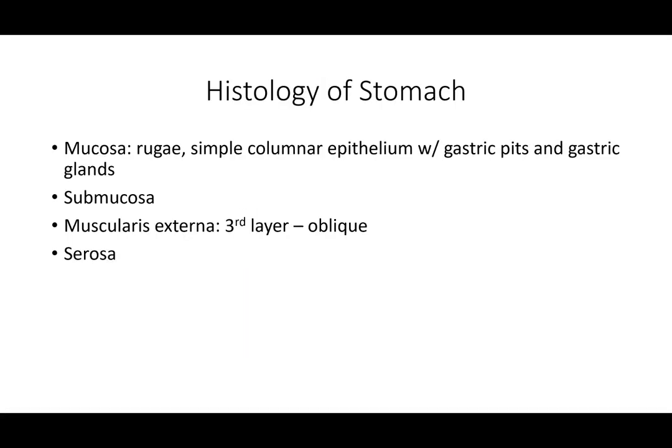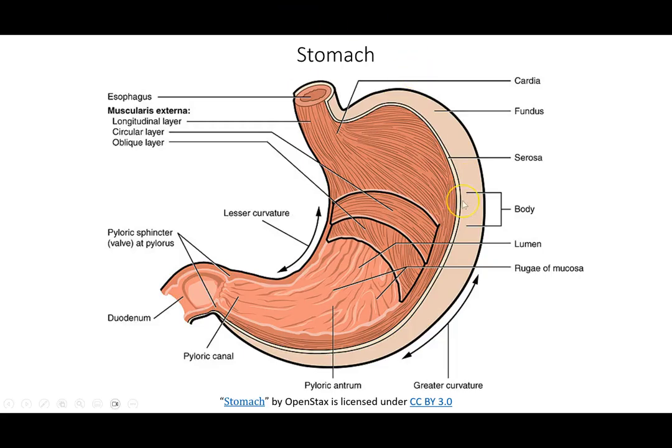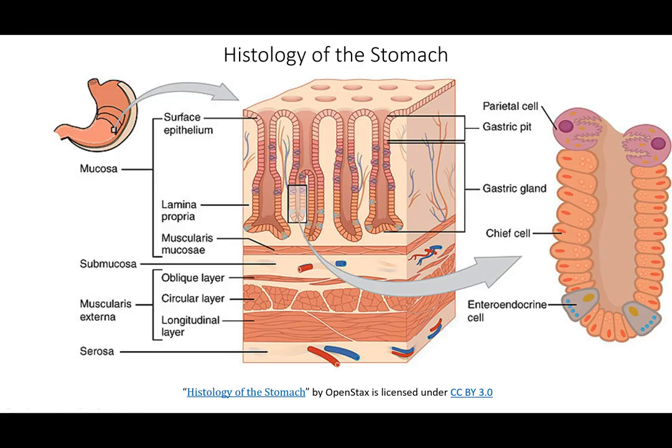So the stomach has that mucosa layer. This is going to help form the rugae, those folds inside of the stomach. It is made out of simple columnar epithelial cells, which have gastric pits and gastric glands with that. And then we've got that submucosa layer, and then our 3 layers of muscularis externa, and then the serosa layer on the outermost region, all the way out here. So here's a different view of that stomach histology, showing some of these different glands and pits.